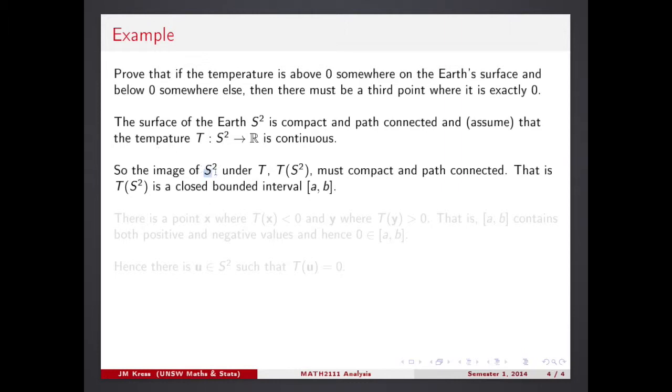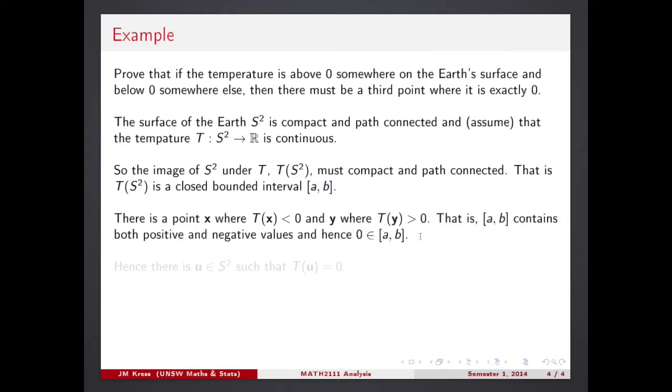It takes this path-connected and compact set, the sphere, and applies a temperature function to it. As a result, it will be some subset in one dimension, because it's a numerical function. By the theorem we discussed yesterday, this image must be both path-connected and compact. So it will be some sort of interval. That's the only choice for the compact and path-connected set on the line. And because we have both negative and positive points, there will be zero within this interval.